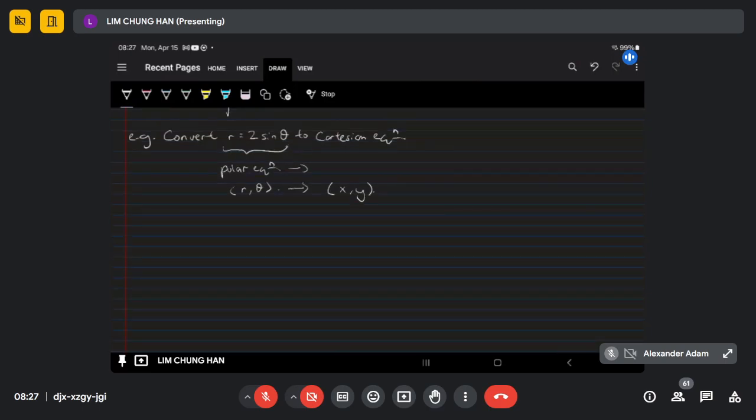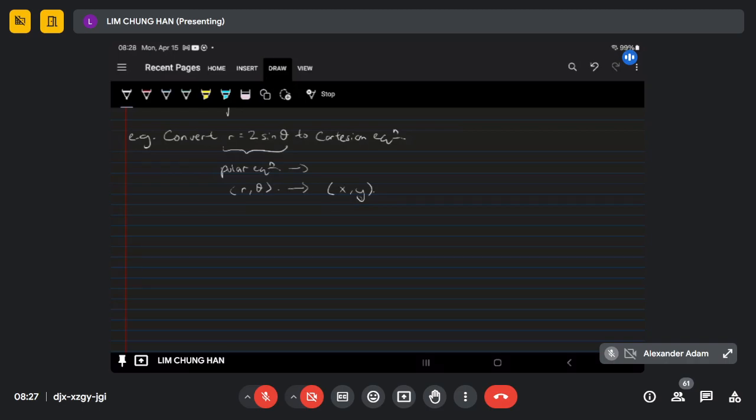At the same time, if I give you a Cartesian equation, you can convert it back to polar as well. So you can do it vice versa. So let's do this example. How do you do this? Remember the four equations that you can use to convert. What are the four equations that you can use here to convert?